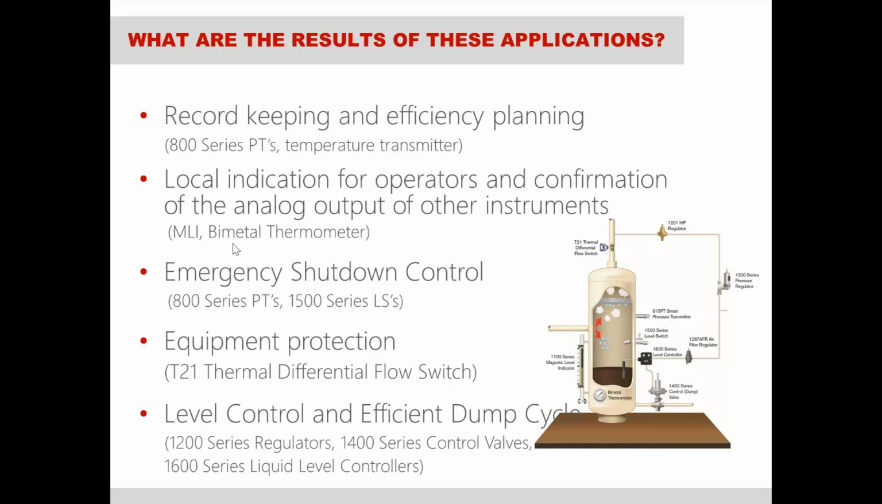And then also lots of these instruments are feeding the emergency shutdown control, like the 800 series pressure transmitters and the 1500 series level switches. Those can be feeding an emergency shutdown control that will provide a safety net in case anything gets out of control. It'll shut the process down. And then equipment protection, I talked about that already with the T21 protecting the pump. And then you're getting a controlled and efficient dump cycle with all of the regulator and liquid level controller and dump valve products used.